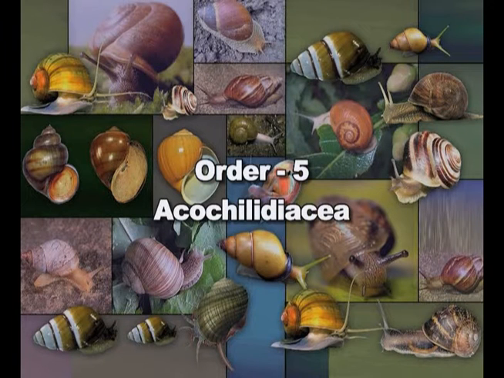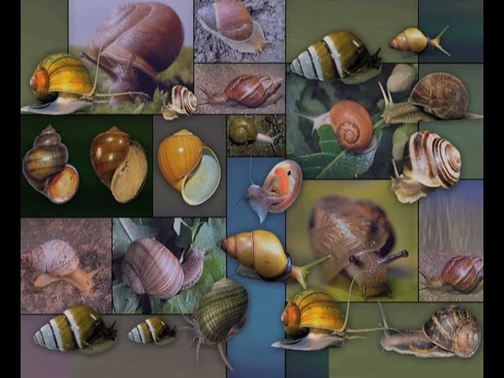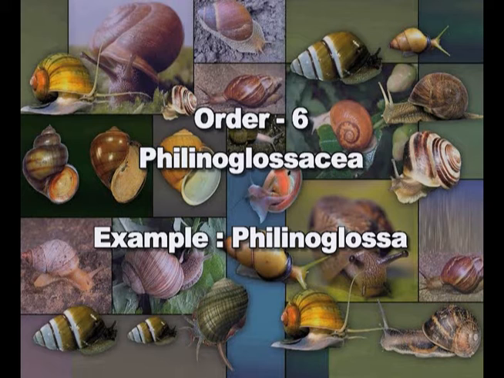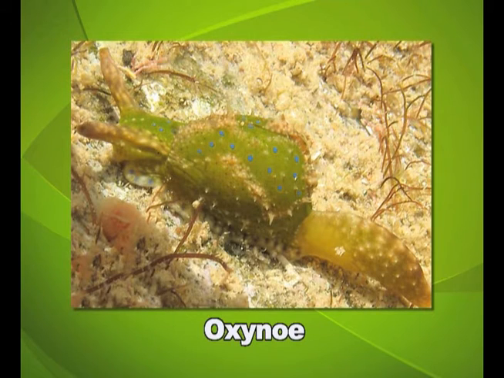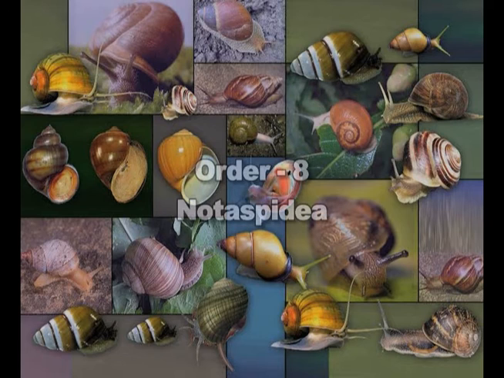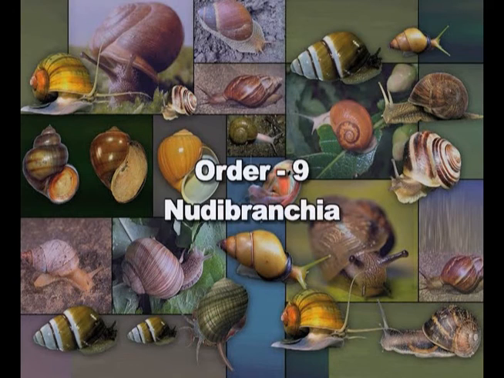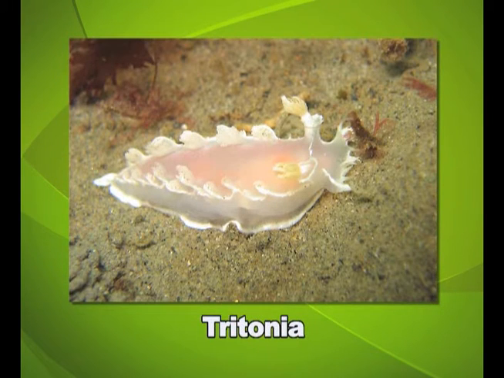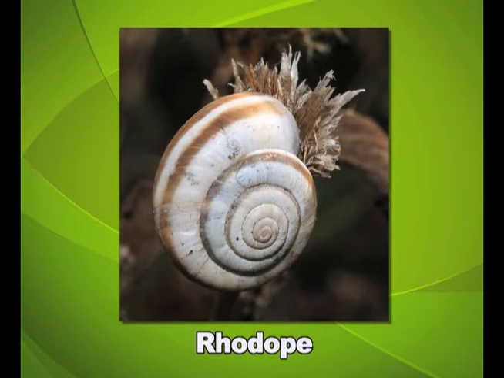Order 5. Acochlidiacea. Example: Acochlidium. Order 6. Philinoglossacea. Example: Philinoglossa. Order 7. Sacoglossa. Example: Oxynoe. Order 8. Notaspidea. Example: Pleurobranchus. Order 9. Nudibranchia. Examples: Doris and Tritonia. Order 10. Rhodopacea. Example: Rhodope.